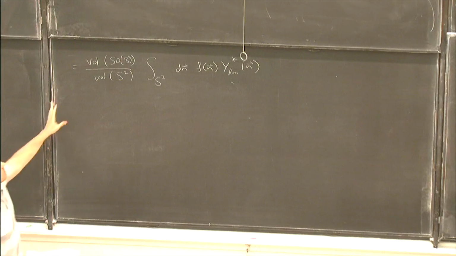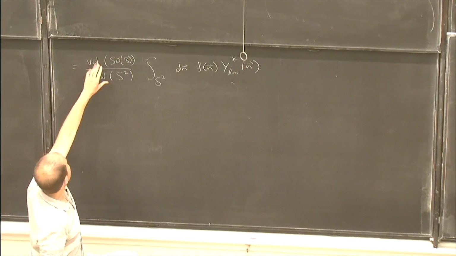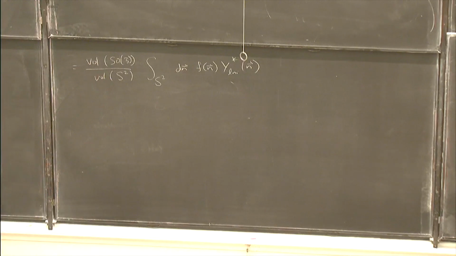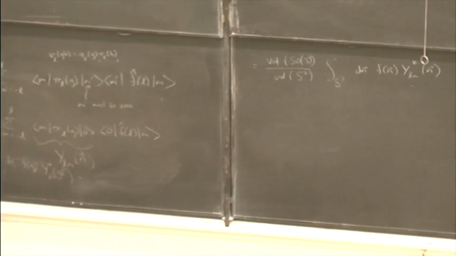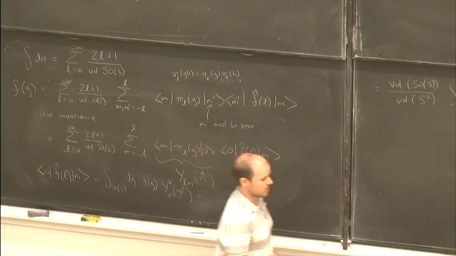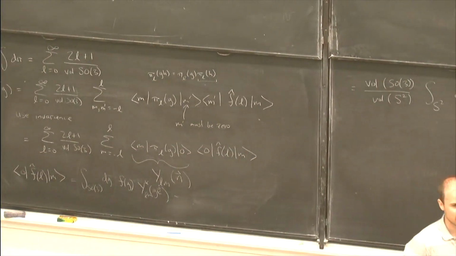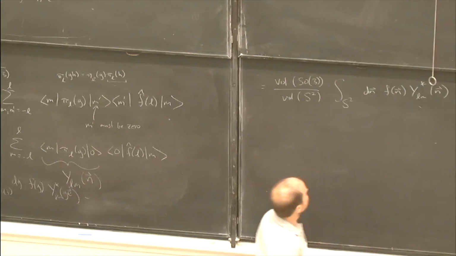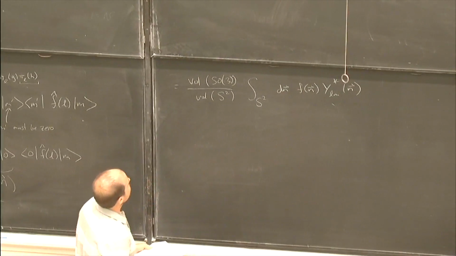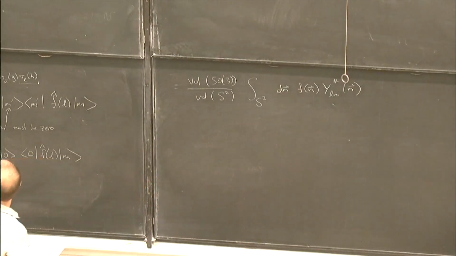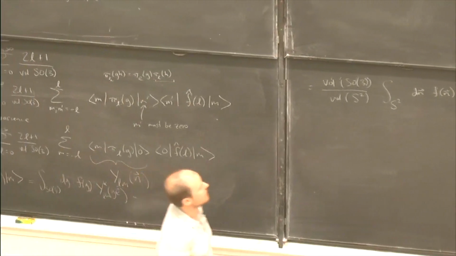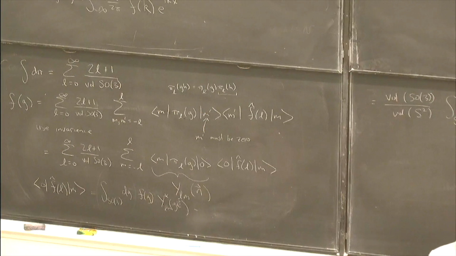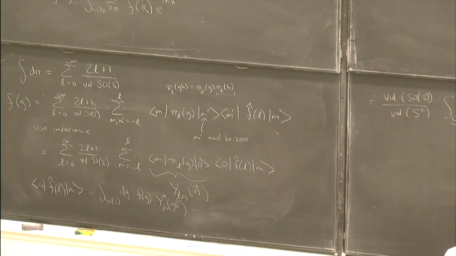And so these are up to this funny factor. So you can see that the volume of SO3 here is going to cancel with the volume of SO3 here. And that I think I'll elevate to a general principle. Whenever you have the volume of a group in the subject, it's going to cancel eventually. So we're left with the sum of 2L plus 1 over 4 pi times the integral of the function against the spherical harmonic times the spherical harmonic. And that may be a familiar formula to many of you.